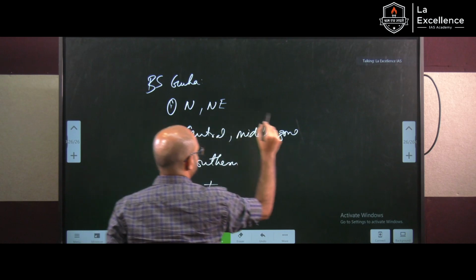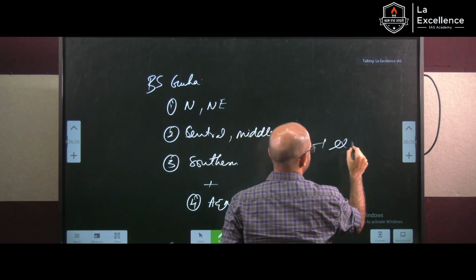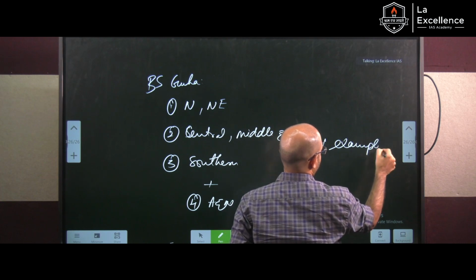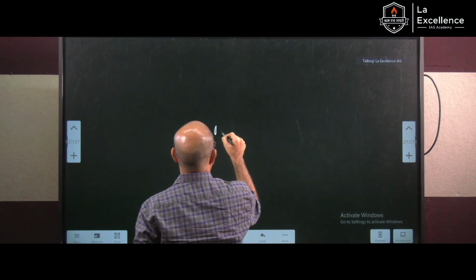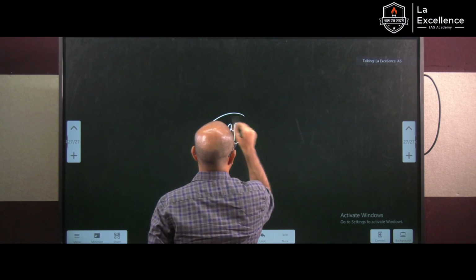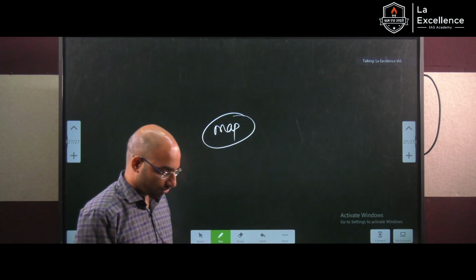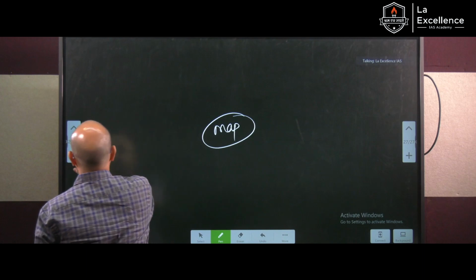So just write this, and more importantly, examples please, examples for each. In fact, a better way of representing all of this is to draw a map. Draw a map and show them. If you can draw a map, it will give better impact.